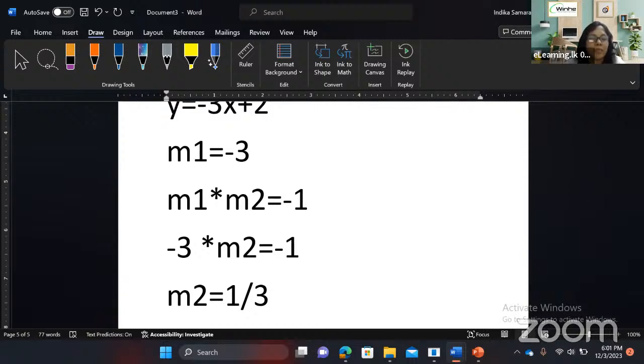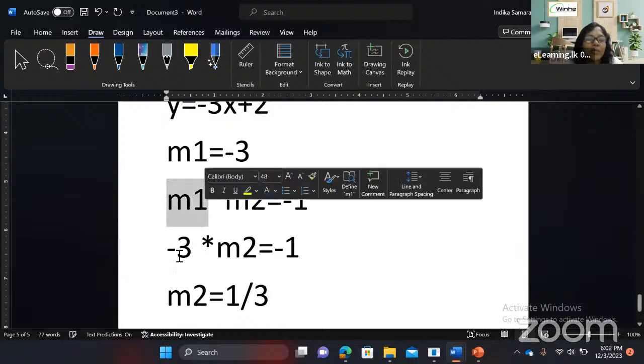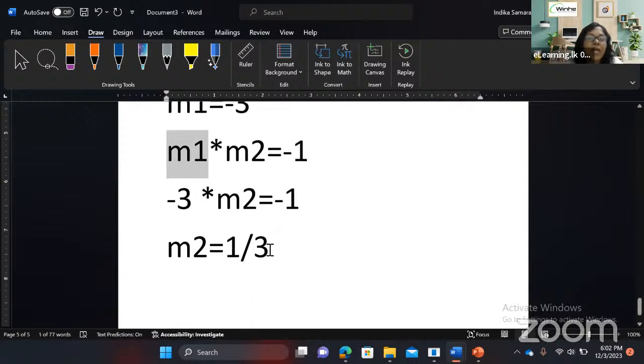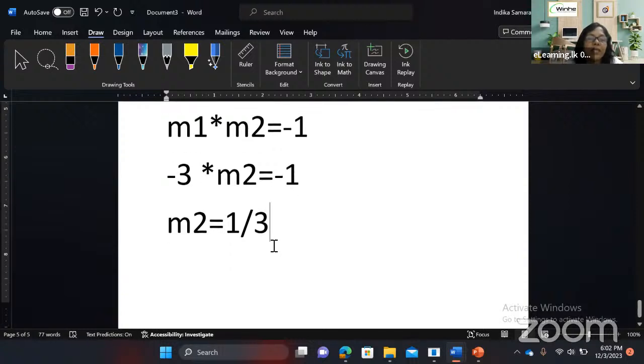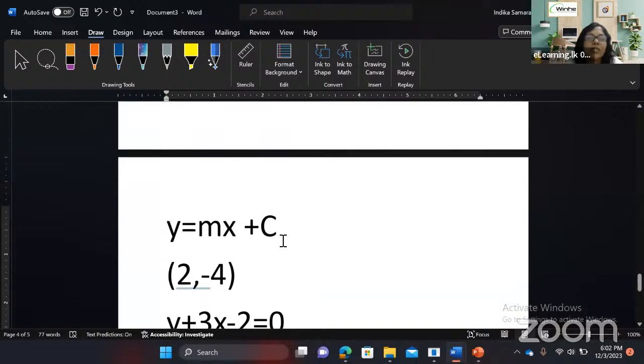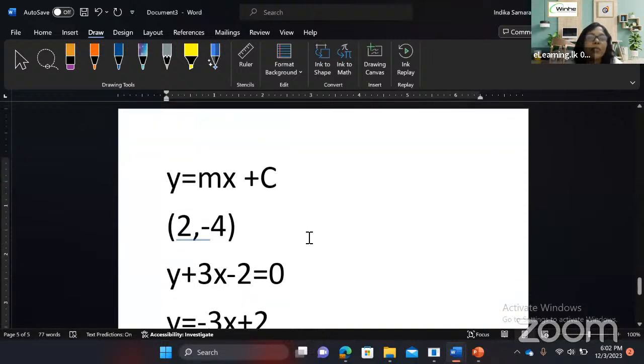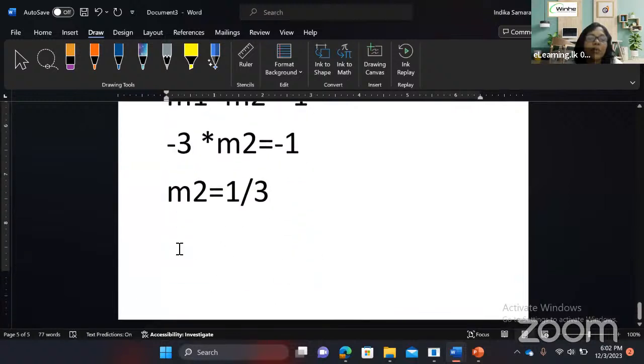If the lines are perpendicular, the multiplication of the gradients of the two lines should be equal to minus 1. Now we know the gradient of one line. Therefore, you can find the gradient of the other line using m1 times m2 equals minus 1. Instead of m1, you can put minus 3, and from that you can find the gradient of the other line. Now it says it is going through the point 2, minus 4. Now you know the gradient.